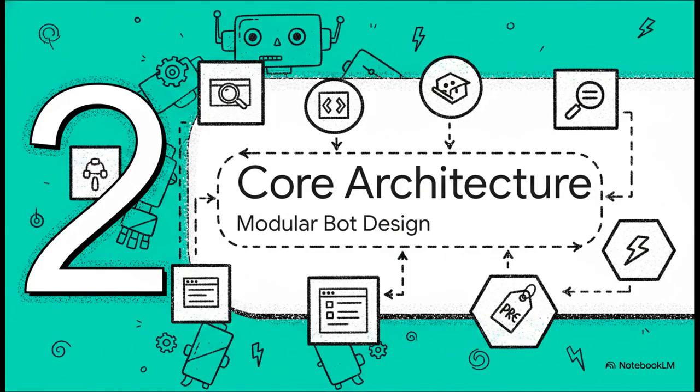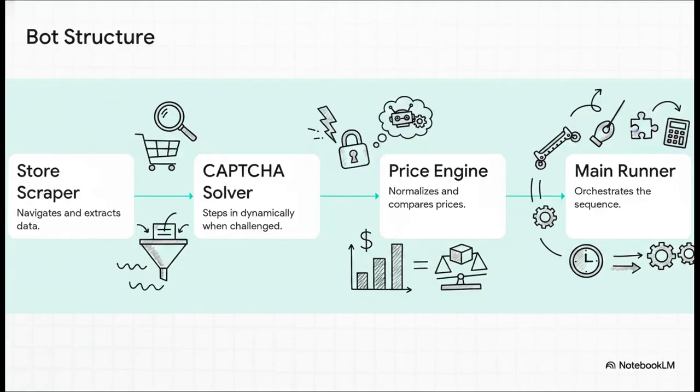Moving right along to Section 2, Core Bot Architecture. To survive that aggressive blocking we just talked about, the sources recommend a specific structural shift. Don't just write one massive script. Instead, build a system of connected, isolated modules. First up, you have the store scraper. This just handles pulling the raw HTML or JSON data. Next is the CAPTCHA solver module, which stays completely isolated and only jumps in when a challenge actually pops up. Third, the price comparison engine to normalize the data. And finally, a main runner to orchestrate the whole sequence. Breaking it up like this is a game changer. If a website changes its layout, you only have to fix the scraper module. The rest of your data stream stays healthy and reliable.